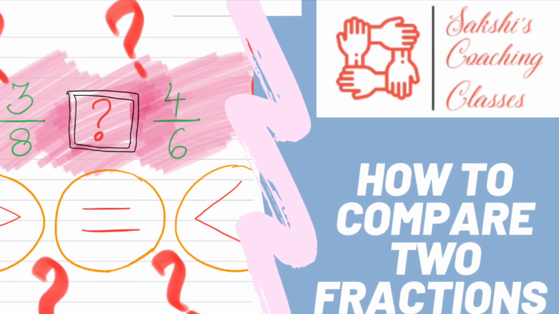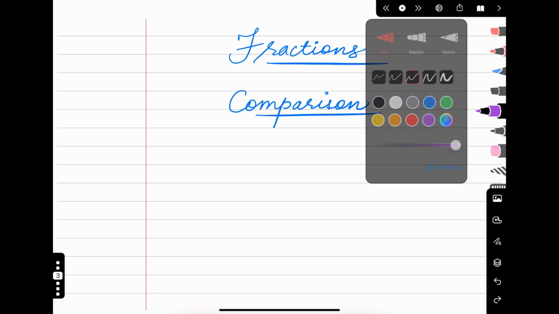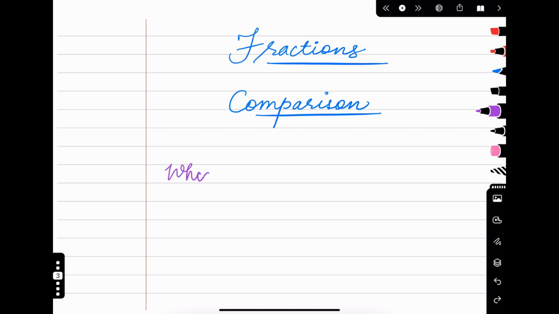Let's get started. So the topic is fractions for today's class. Under fractions, we are covering comparison of fractions. Now, comparison of fractions is not a big and vast topic. It is a very small topic. Comparison means telling if a fraction is bigger or smaller. Which is bigger. Or we can also say which of the fractions is larger.